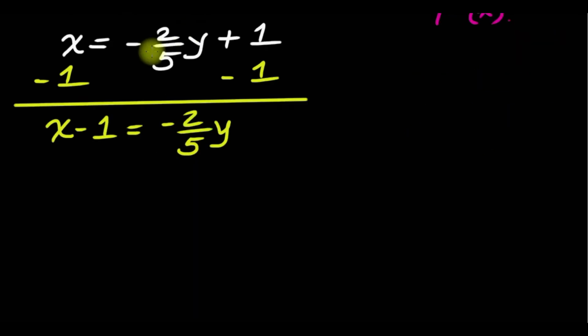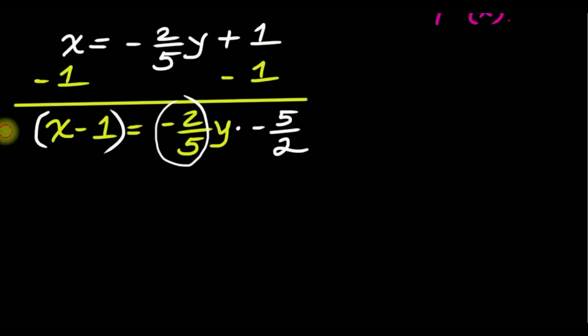Okay, and then to get the y by itself, we have to get rid of this coefficient. To get rid of the coefficient, you would have to multiply by the reciprocal, which is negative 5 over 2. And then you have to multiply this whole thing by negative 5 over 2. So here you have negative 2 over 5 times negative 5 over 2. That's going to give you 1. And then 1 times y is y.